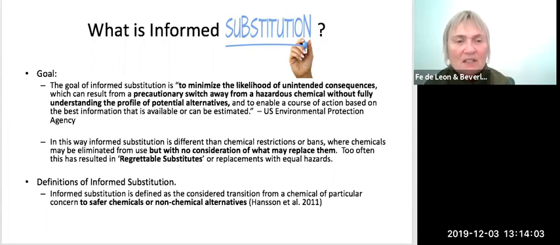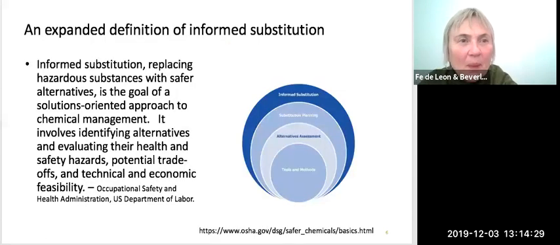So one of the definitions of informed substitution, which I know is quoted a lot by Health Canada and Environment Canada in their submissions, is informed substitution is defined as the considered transition, this is where the informed comes in, from a chemical of particular concern to safer chemicals or non-chemical alternatives. Next, please.